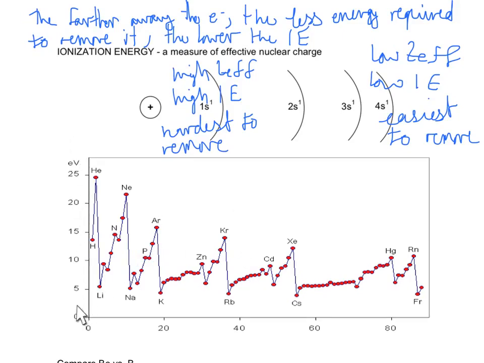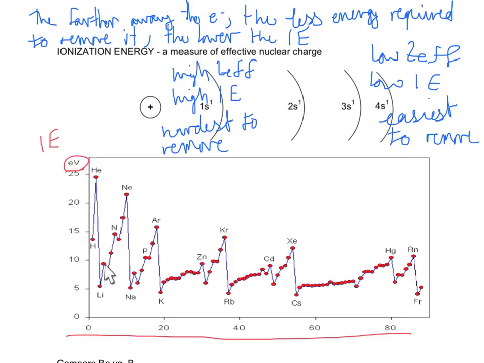So this is the ionization energy. This is in electron volts. So it could be measured in electron volts or kilojoules per mole. It doesn't really matter. And so on the x-axis, these are actually the atomic numbers here. And so it shows the different atoms and their trends. And, take a look at all of them here.